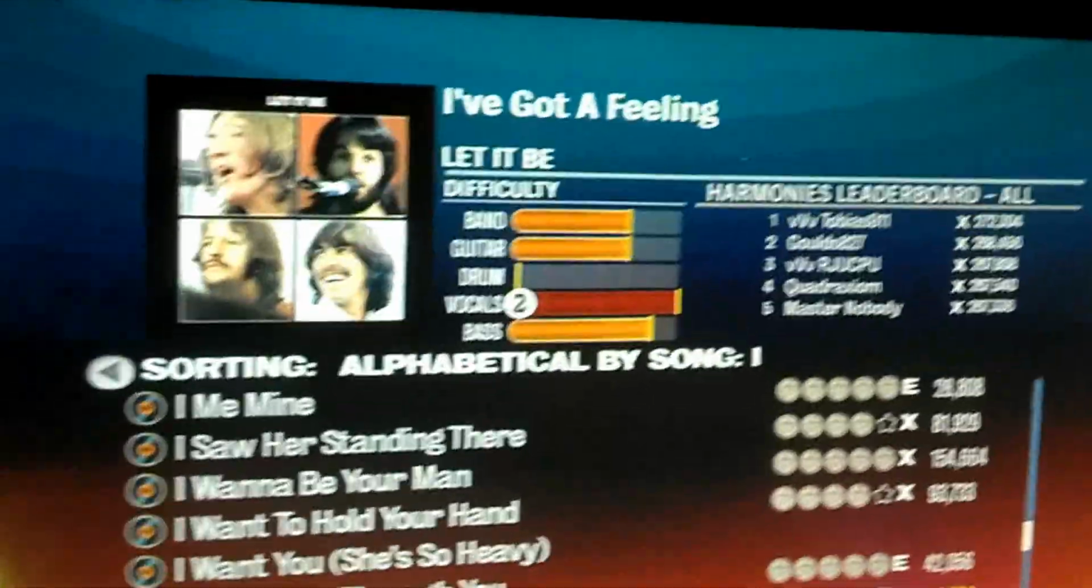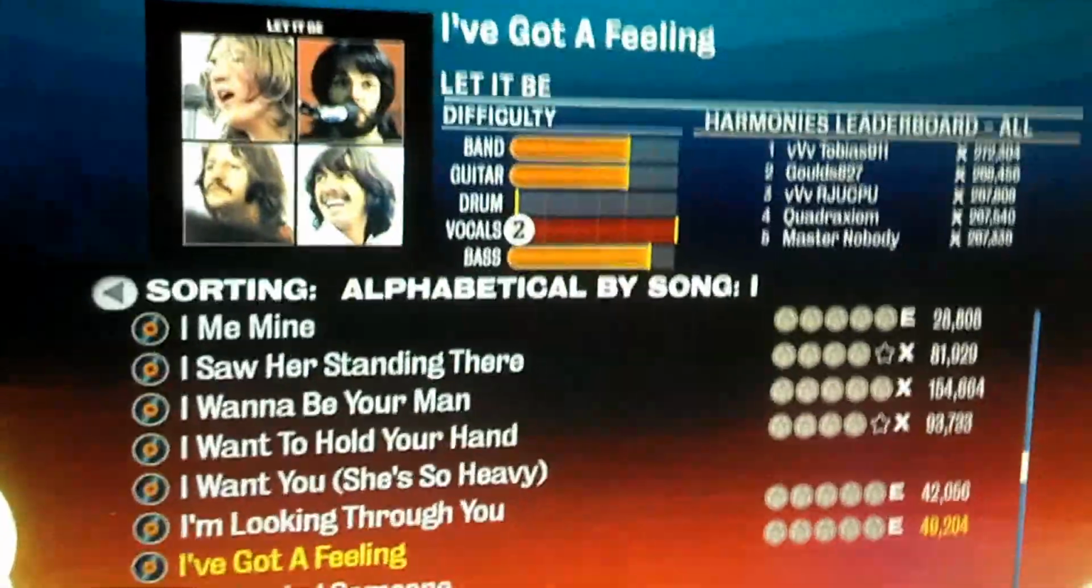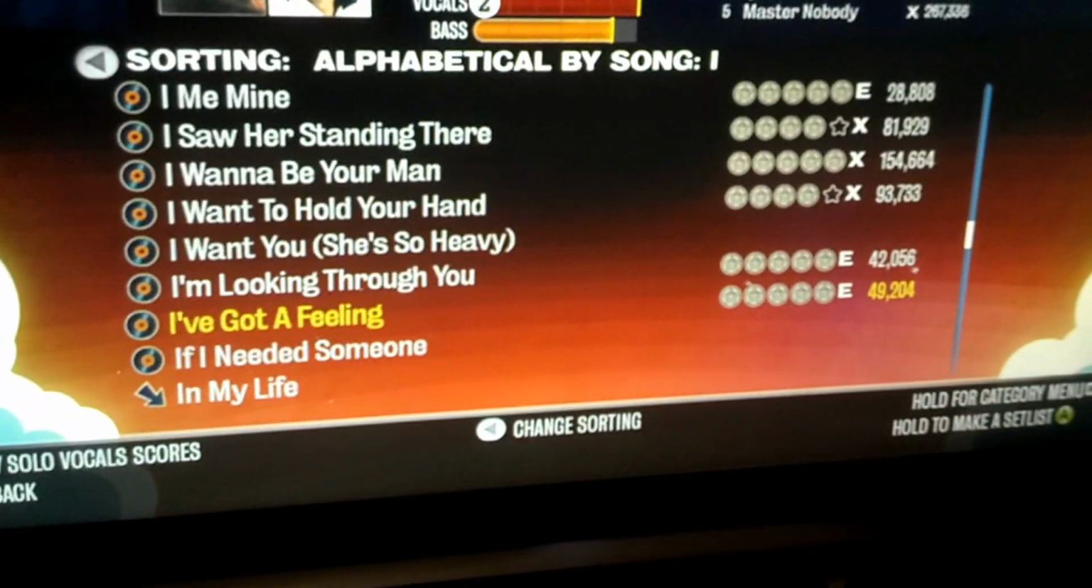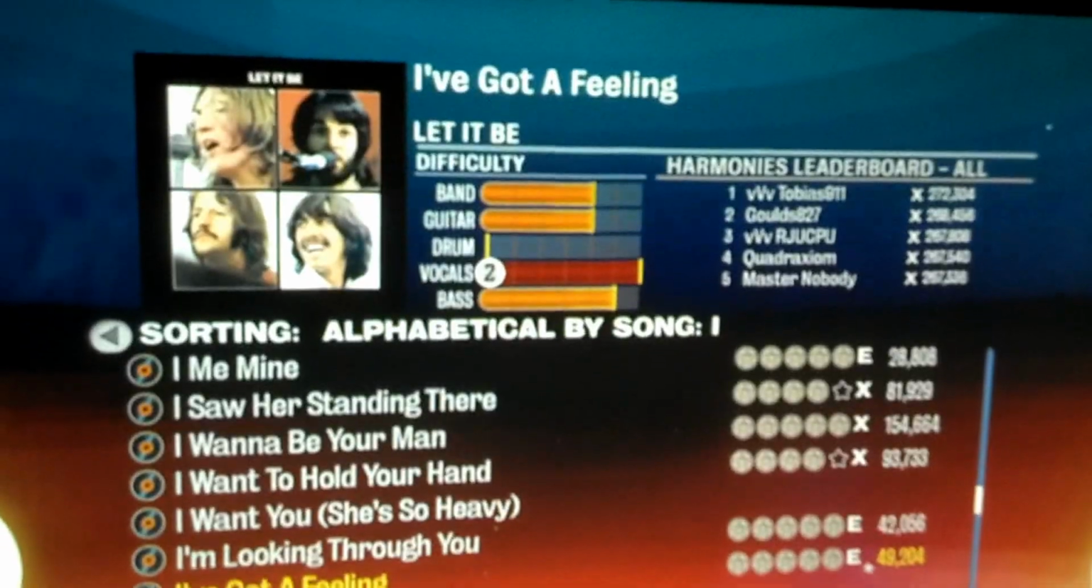Okay, so this is just me demonstrating a little trick I did to basically instant perfect the vocal part. I'll be demonstrating with this song, I've Got a Feeling. It's part of the Beatles Rock Band.